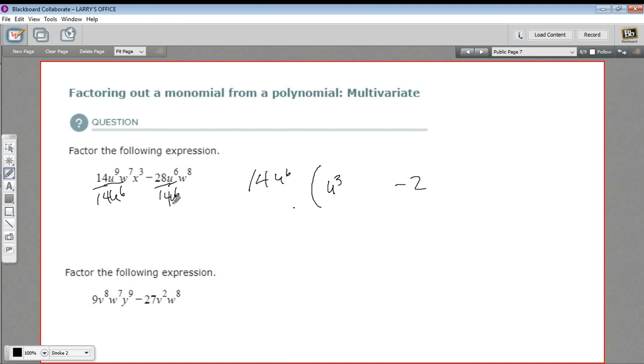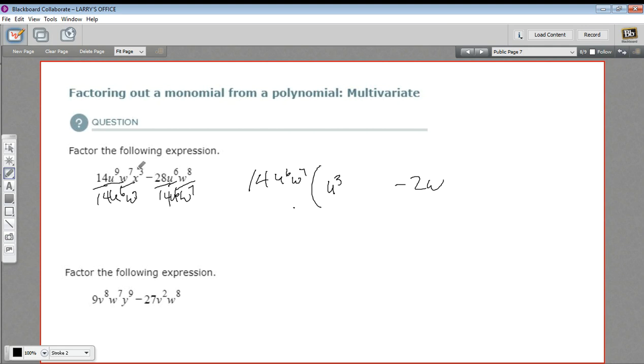All right, let's go on to the w's next. I have w to the seventh and w to the eighth. Again, I'm going to factor out the smaller exponent, so w to the seventh. Here I divide by w to the seventh and it becomes a 1, so it's like it disappears. Here, w to the eighth divided by w to the seventh leaves w to the first power, or just w. And I'm putting that over here because this is in that second term.